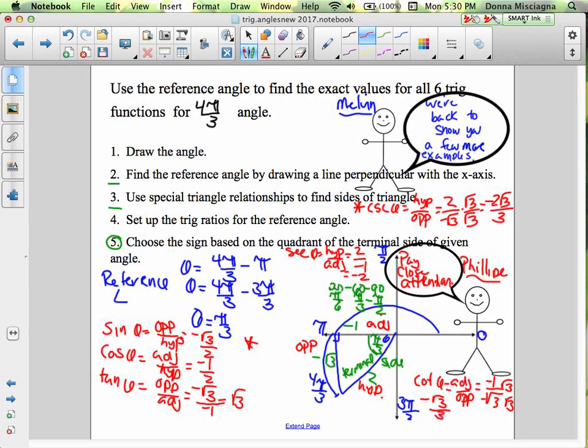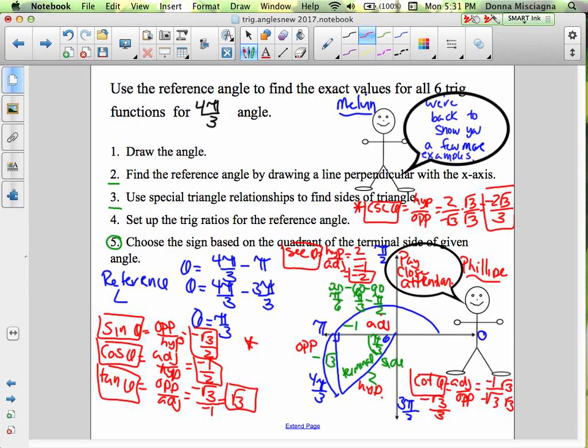So here's all our trig ratios. We have sine, negative square root of 3 over 2. We have cosine, negative 1/2. We have tangent, which is the square root of 3. Way over here, we have cosecant theta, which is negative 2 square roots of 3 over 3. We have secant theta, which is negative 2. And last but not least is cotangent theta, and that is over here, negative square root of 3 over 3. Oh, excuse me, positive square root of 3 over 3. We have two negatives. They're going to cancel. Positive square root of 3 over 3.